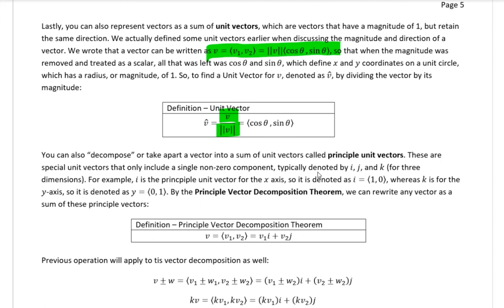So, for example, i is one of the unit vectors, and that vector is defined as 1, 0, so it only incorporates the x coordinate. Whereas k is another one, and that should be k equals 0, 1, because it only involves the y piece. Actually, j should be for the y-axis. So j equals 0, 1. I, j, k in alphabetical order, just like x, y, z.